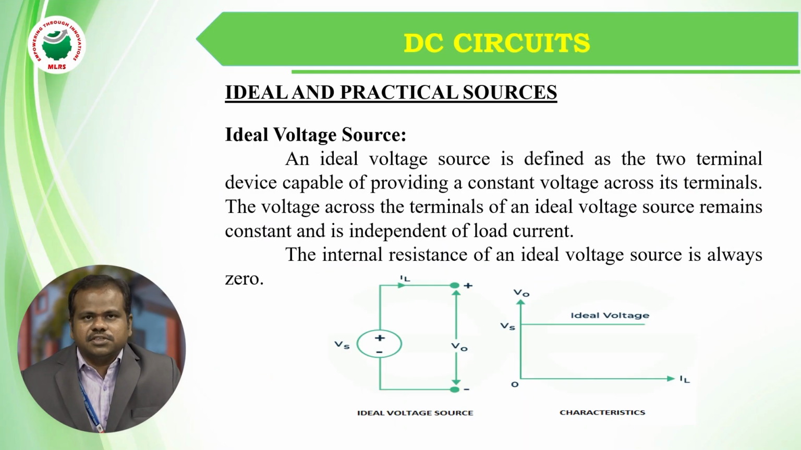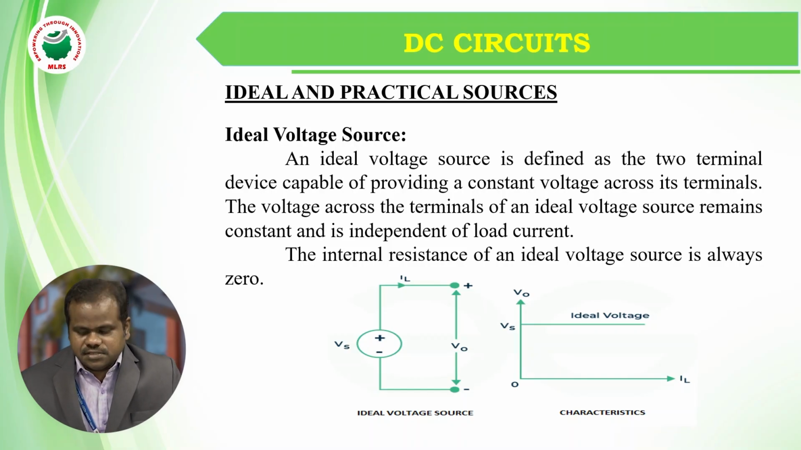Next, coming to the sources. So sources are nothing but the active elements which supply energy to the circuit. So these sources are classified as ideal and practical sources, and also the sources are basically voltage source and current source. So coming to the first one, the ideal voltage source. An ideal voltage source is defined as the two-terminal device which is capable of providing a constant voltage across its terminals. The voltage across the terminals of an ideal voltage source remains constant and is independent of the load current.